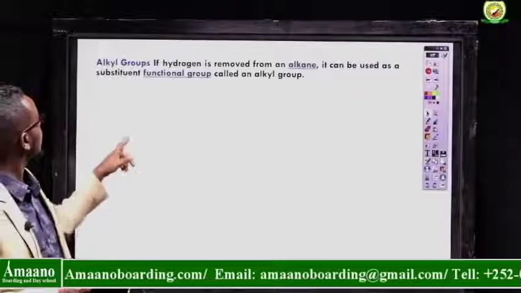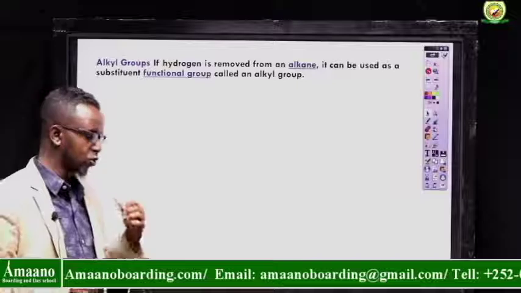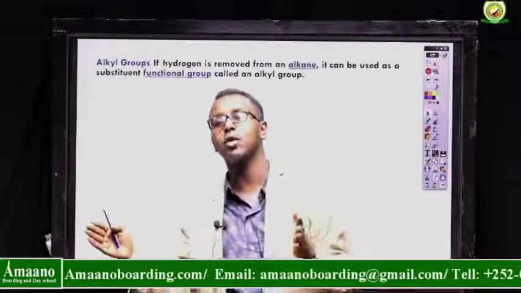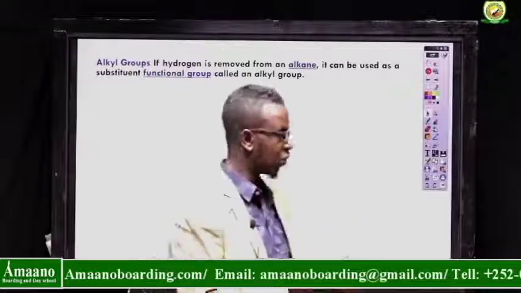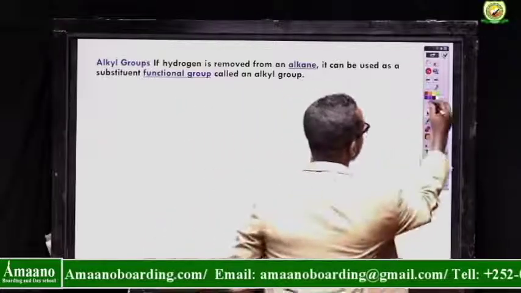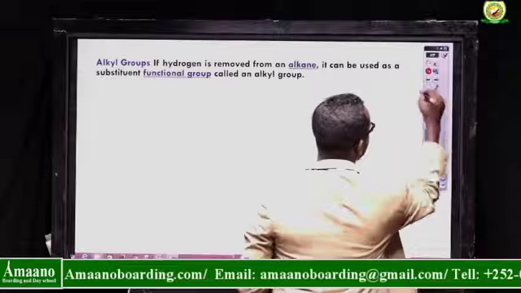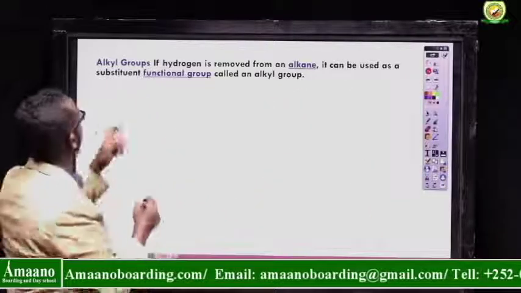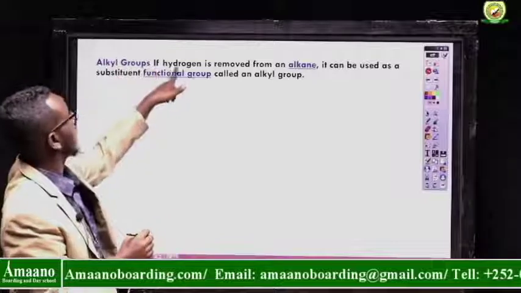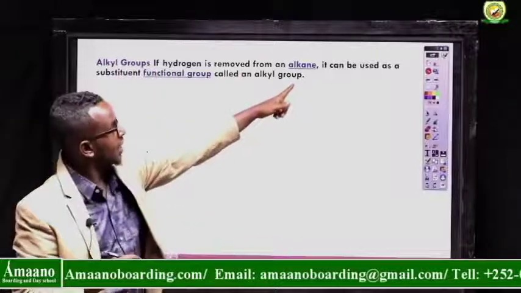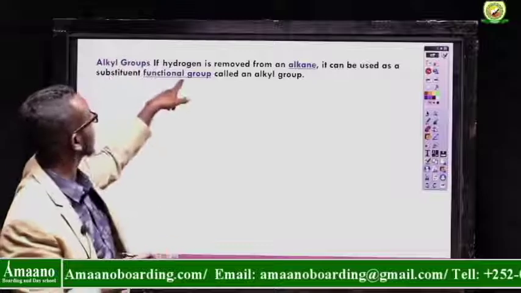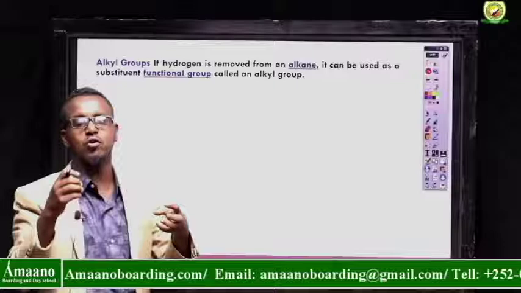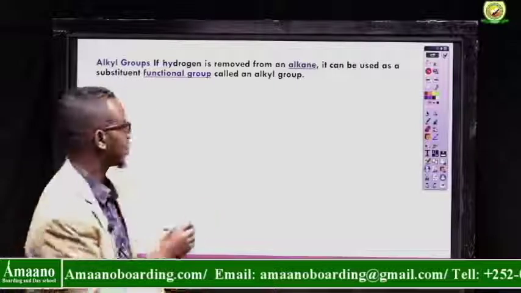Okay. So there is what we call the alkyl group. When we are discussing alkanes, there is another group called alkyl. So what is the difference between alkane and alkyl? They are always similar. You see, an alkyl group is, if hydrogen is removed from an alkane, it can be used as a substituent functional group called an alkyl group. So alkyls are derivatives of alkanes.